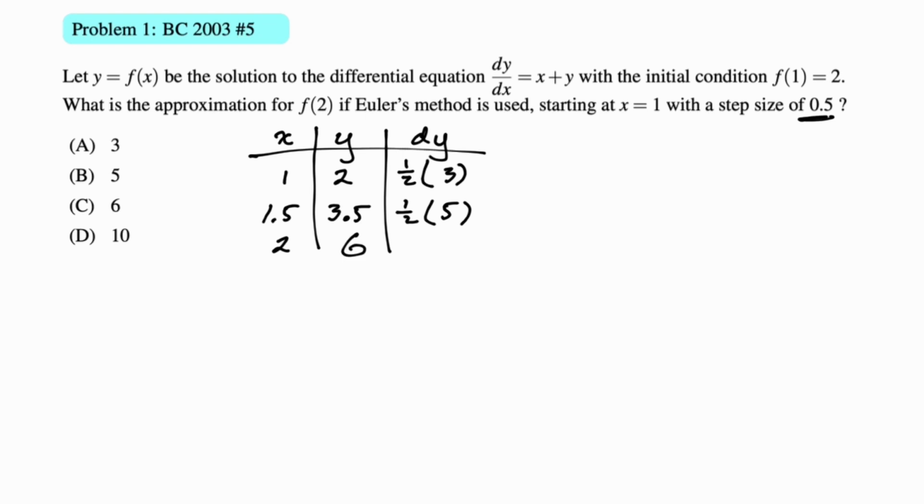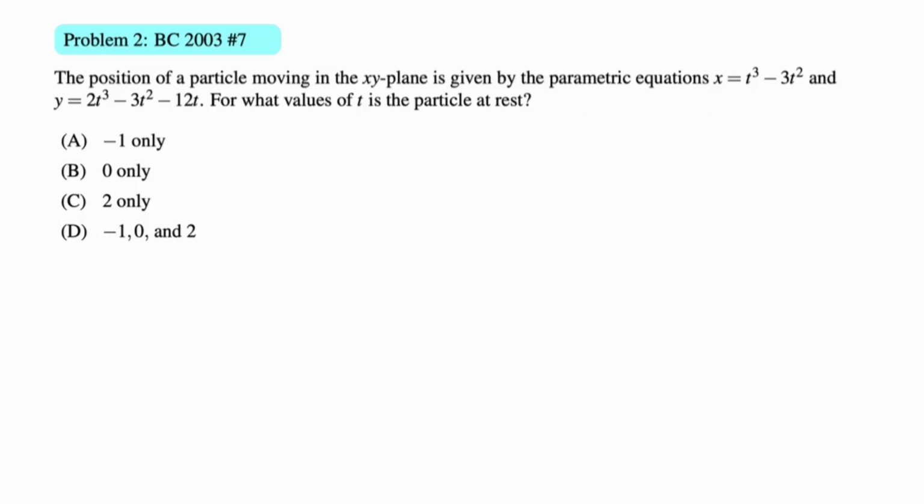If this is free response, which it's obviously not, we have to make sure that we write f of 2 as approximately 6 and not actually 6, because we are only estimating it. But anyway, that's our answer. Let's look at the next one.